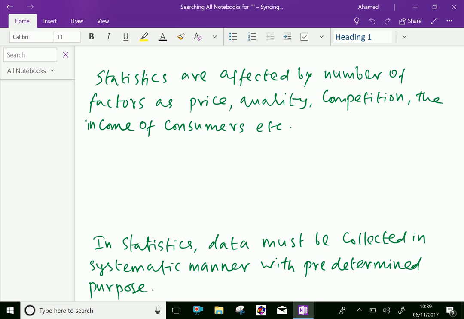Statistics are affected by a number of factors such as price, quality, competition, the income of consumers, etc. For example, a production company is producing some food, so its price, quality and competition with other food companies affect the production of that company. If the price is more, then selling may be less. If you improve quality, people can get more food from that particular company. Also, competition is very important to the production company, so we have to consider all factors to compete with others. So these are affecting the statistics of the particular production of those items.